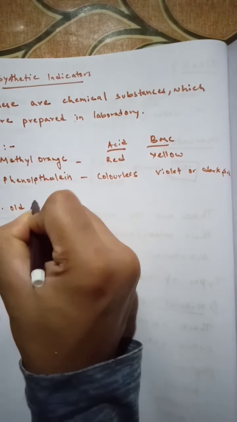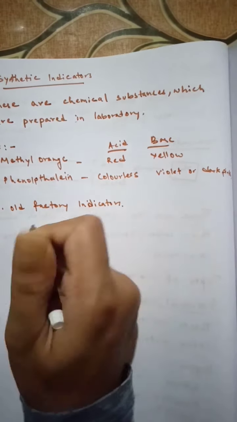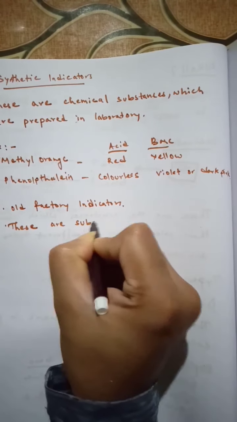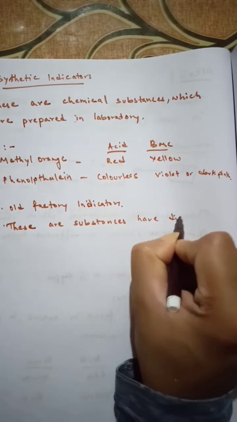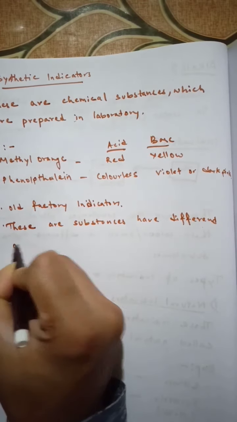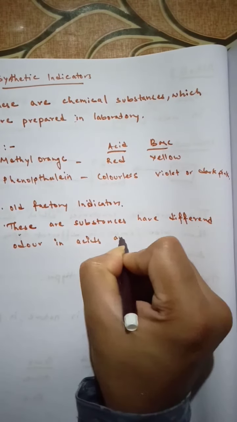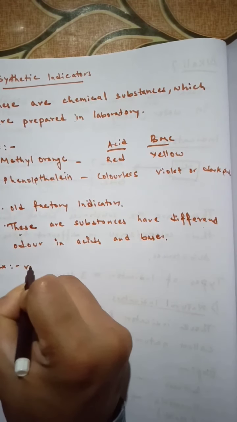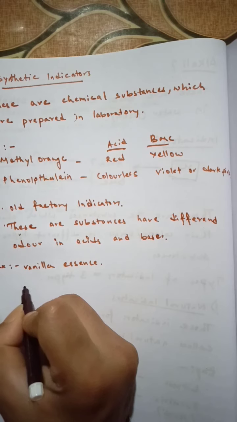Now comes the third indicator, olfactory indicators. What are olfactory indicators? These are substances which have different odor. Odor means smell, in acids and bases. For example, if we take vanilla essence and clove oil.